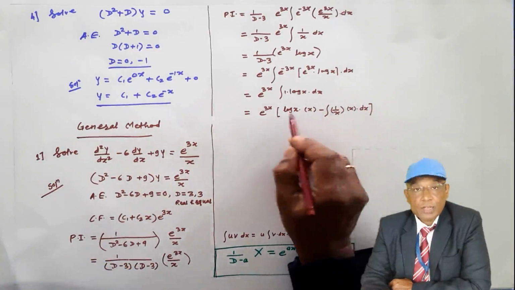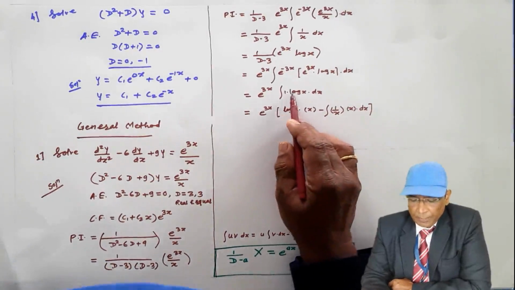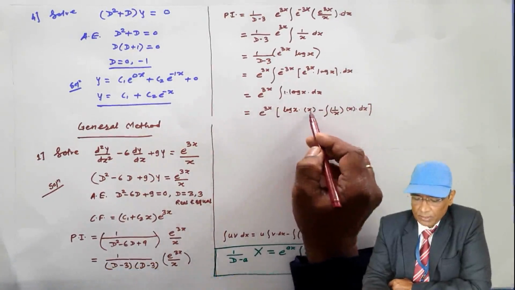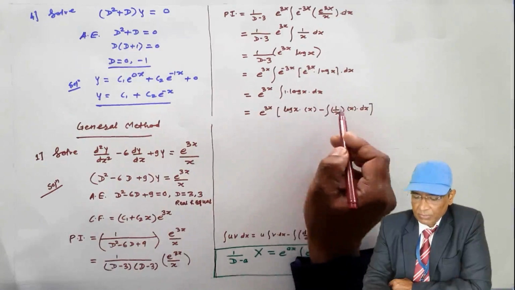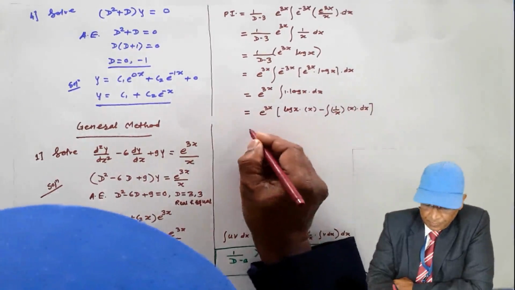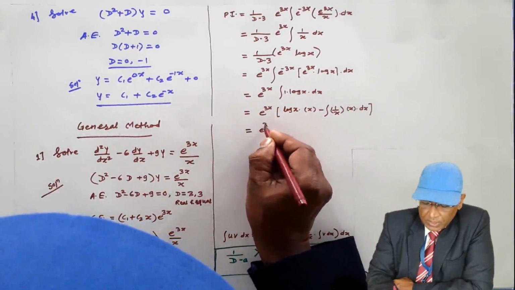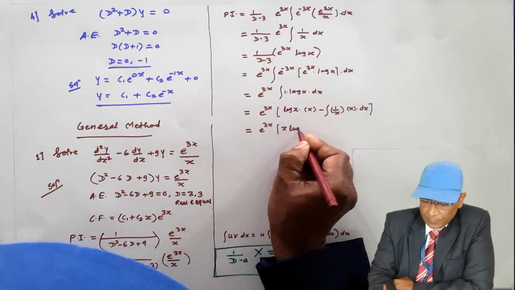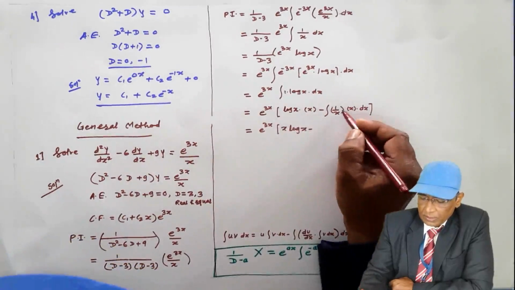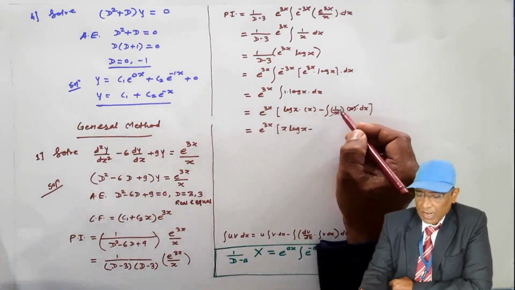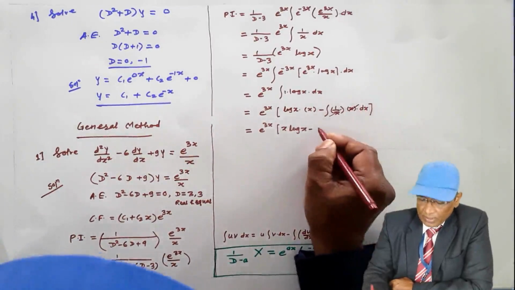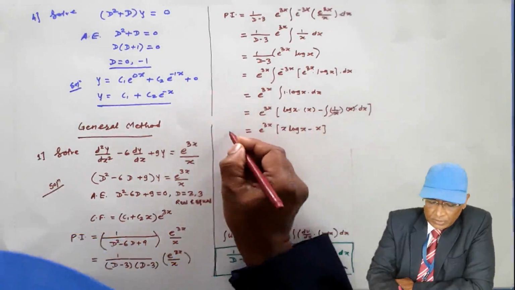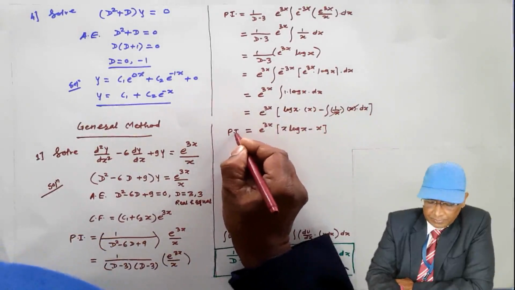Here, the integration by parts I use. I repeat, first function, this is second function, first function integral of 1 minus integral of derivative of first function and integral of second. e raised to power 3x as it is. Here x log x minus, this x gets cancelled and 1 will remain, and integral of 1 is what? Integral of 1 is x. So this is the particular integral here.